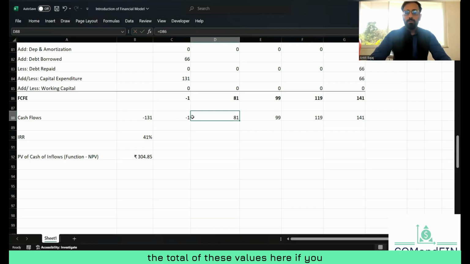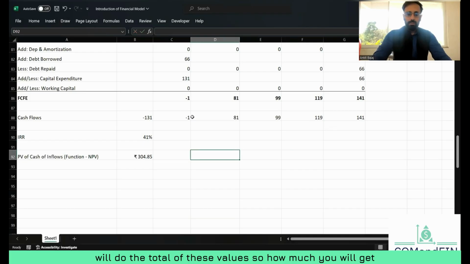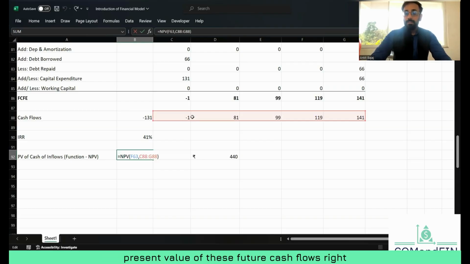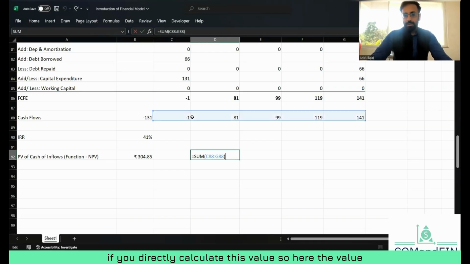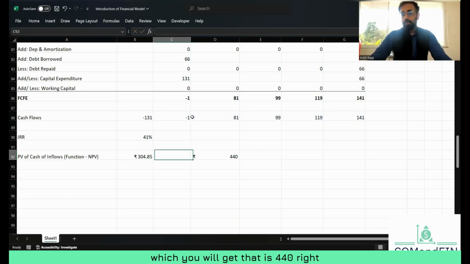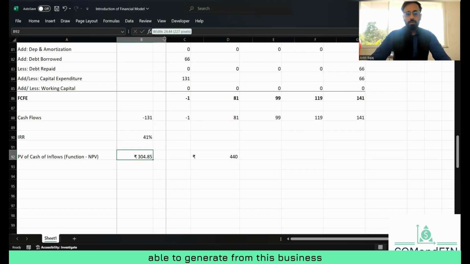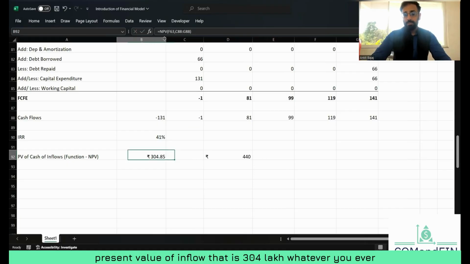If you do the total of these values here, how much will you get? It is 440. But why are we getting a different value? Here we have calculated the present value of these future cash flows. If you directly calculate this value, the value you will get is 440 lakh. So how much inflow will you be able to generate from this business? The present value of inflow is 304 lakh.